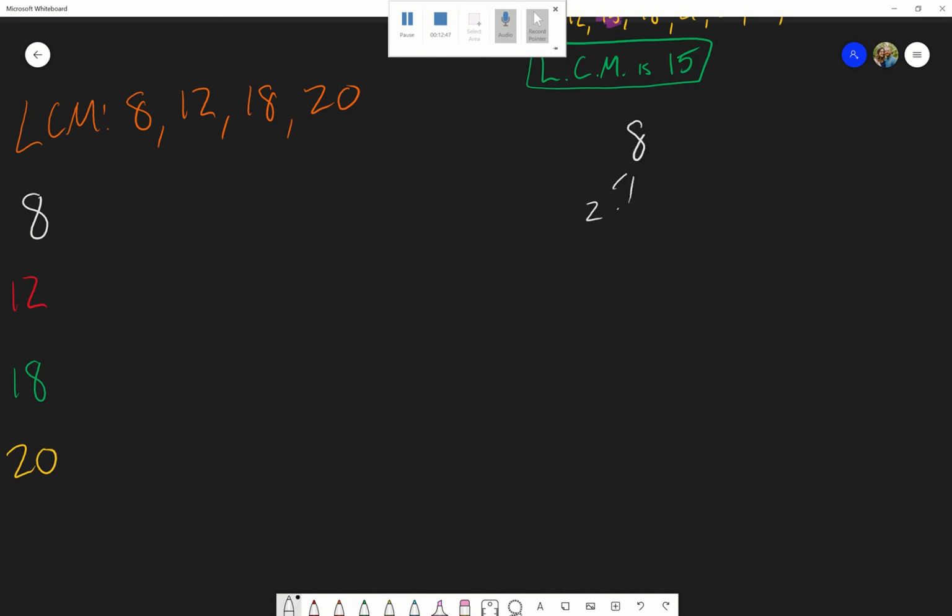8 breaks down into 2 and 4. 2's prime. 4 breaks down into 2 and 2. Lots of 2's here. 2 times 2 times 2. All right.